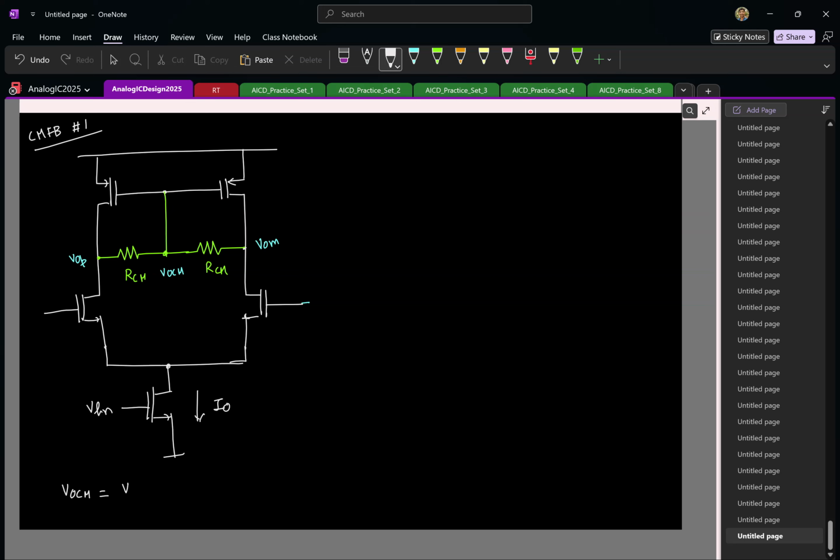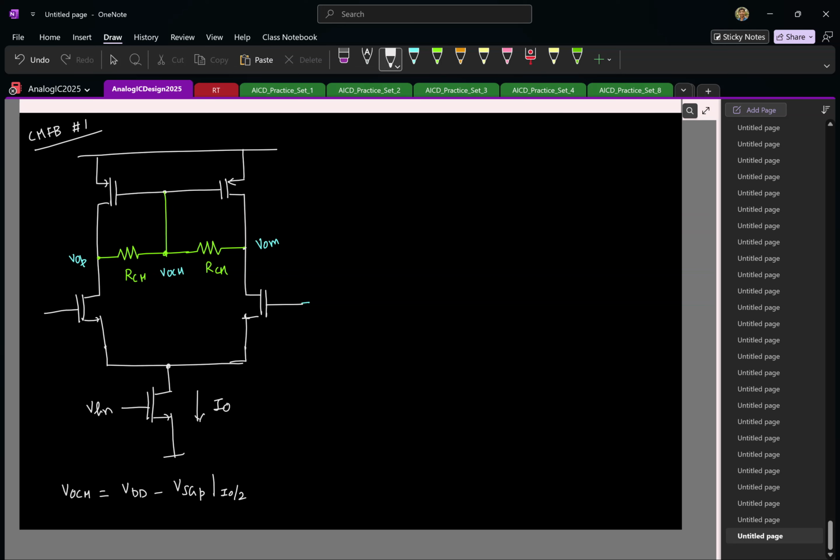VDD minus VSG of the PMOS transistor at what current? Is that clear? Because the entire feedback loop is trying to make sure that the current in the PMOS transistor matches the current flowing bottom side, which is I0 by 2. So the loop will make sure that the gate voltage is set to this value. And in this particular CMFB, the gate voltage is the same as your output common mode. So this is the voltage to which the common mode will settle to. The VSG of the PMOS at a current of I0 by 2. Is that okay?